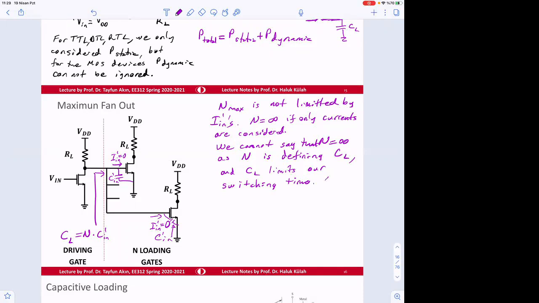So if F max is determined, so you know how fast we want to switch this gate, then N max can be determined. Is that clear?